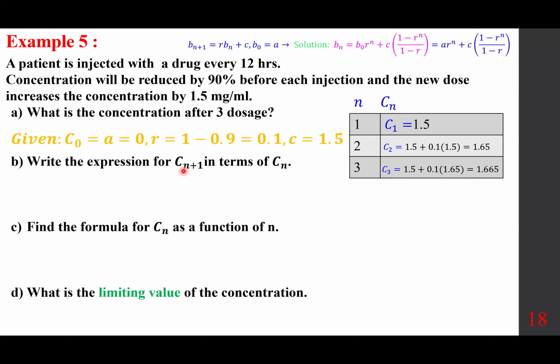Part B, write the expression for C sub n plus 1 in terms of C sub n. So this, we write it, and we change the B to C first. So B sub n plus 1 was R B sub n plus c. Now we're going to say capital C sub n plus 1. C sub n plus 1 is R C sub n plus c. Now we use the given. Replace the R with 0.1. Lowercase c with 1.5. And we're done with this part.